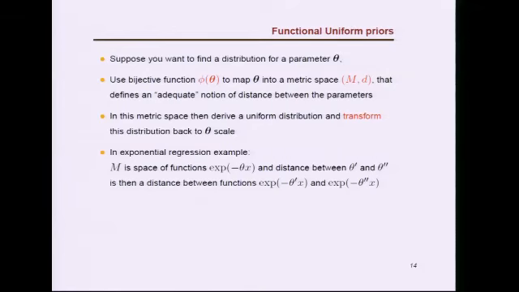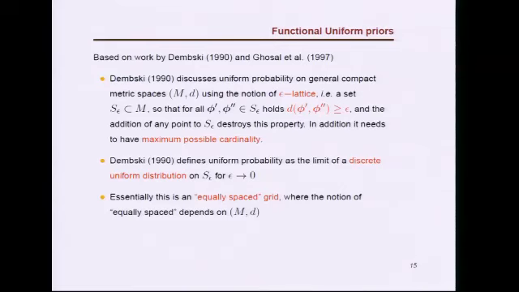So in the exponential regression example, for example, it might make sense to measure the distance between the parameters by the distance between the functions here, instead of the distance between the original parameter values. But the problem obviously is, how can I define a uniform distribution in a general metric space? I was fortunate that people already thought about this problem and came up with a solution essentially, so I just needed to look in those papers.